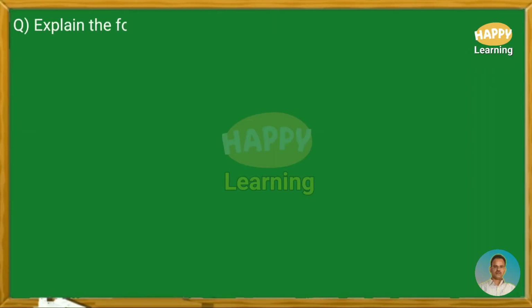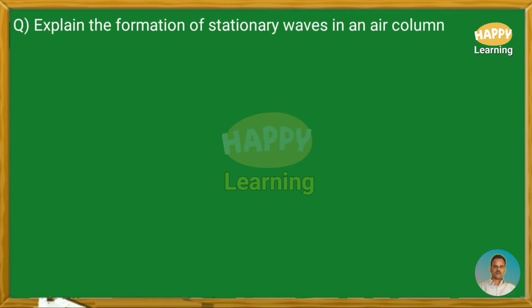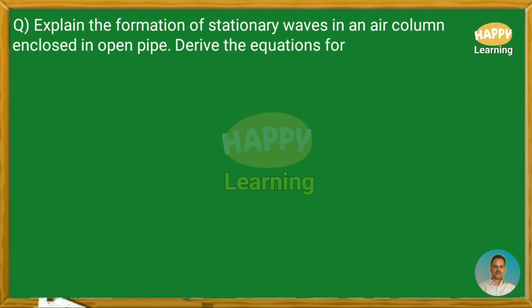Explain the formation of stationary waves in an air column enclosed in an open pipe. Derive the equations for the frequencies of the harmonics produced.